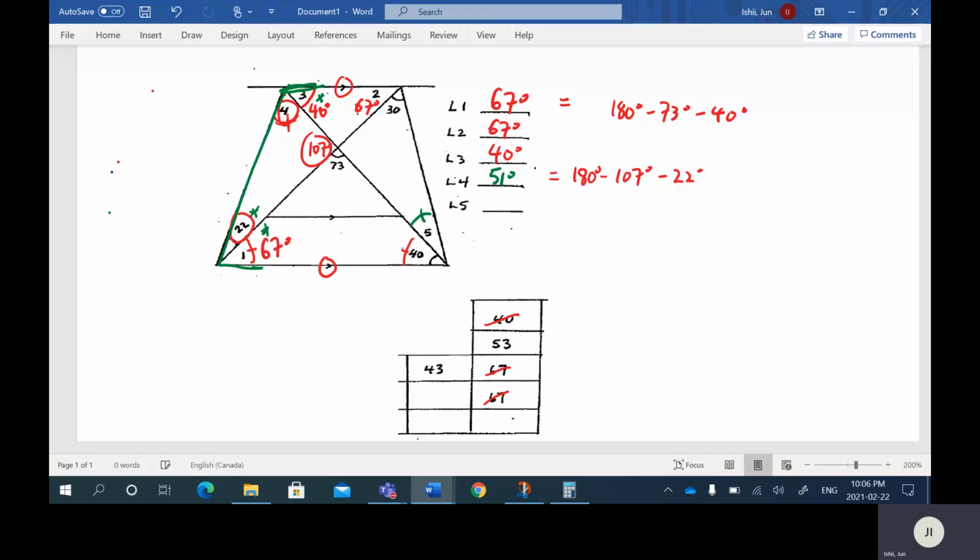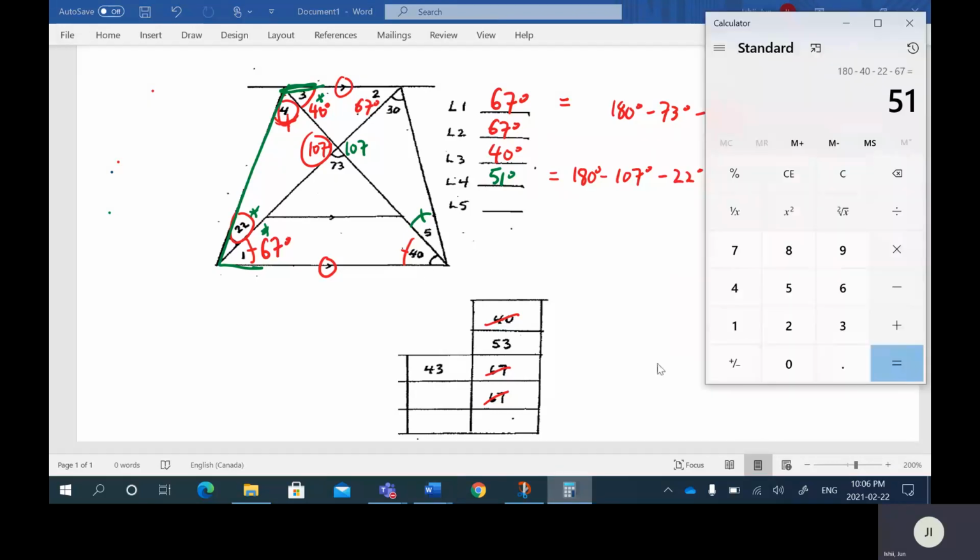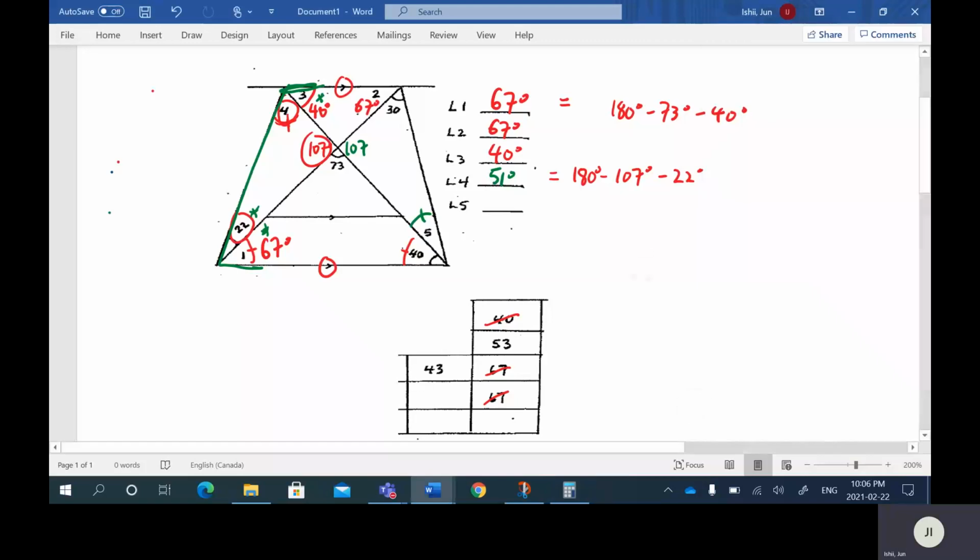Last angle, this angle here, so angle 5. We can do the same thing. So this is 107, this is 107. So angles in a triangle add to 180. So let's do 180 minus 107 minus 30. All right, so we do get 43 degrees. So it appears that this answer here is incorrect. It should be 51 degrees. All right, cool.